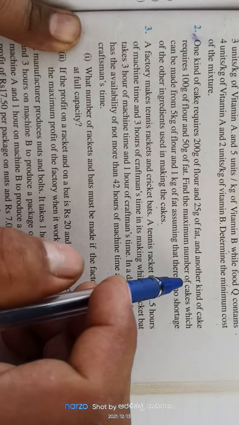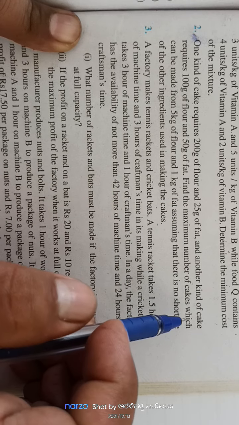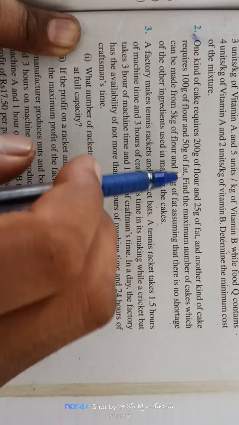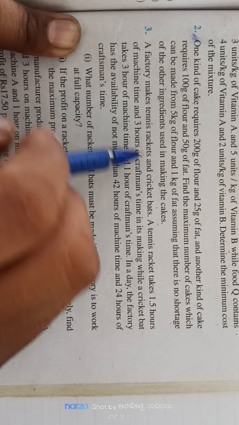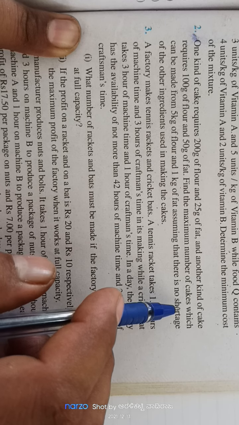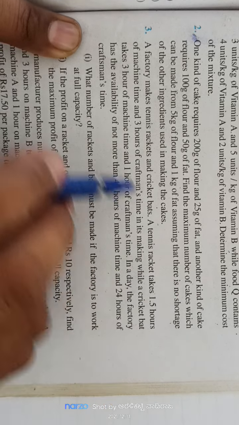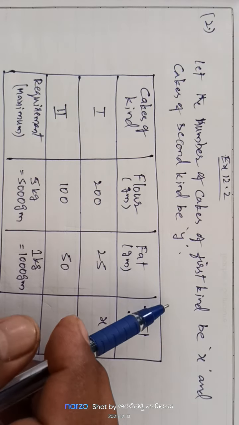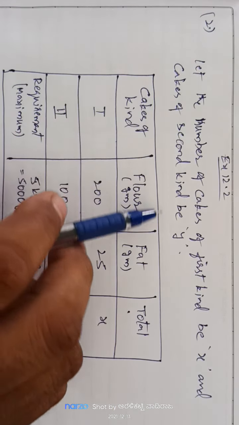Here we are making two kinds of cake, first kind and second kind, and each cake contains flour and fat. What we have to maximize? We have to maximize the number of cakes. We do not know the number of each kind of cake. Let the number of cakes of first kind be x and second kind be y.